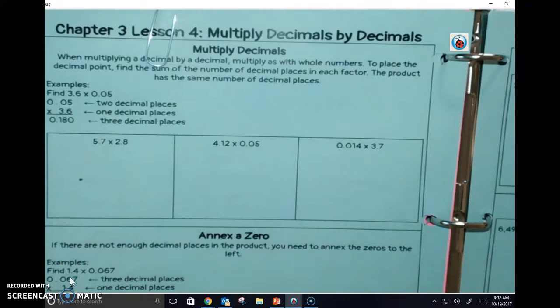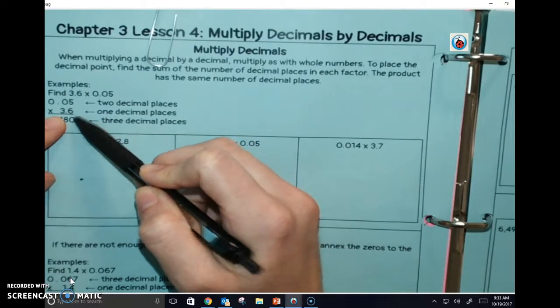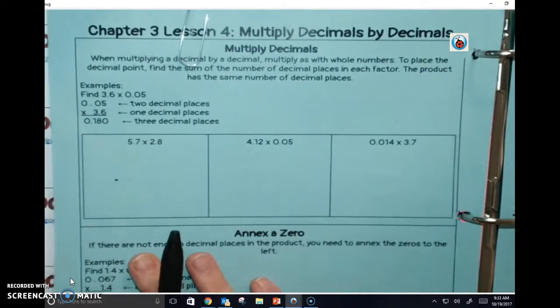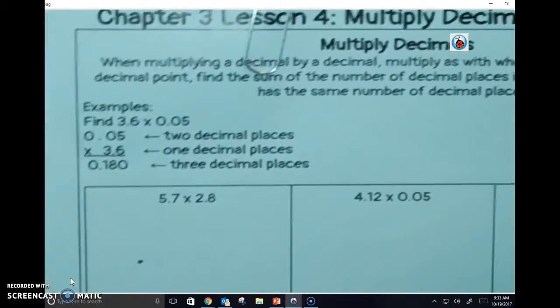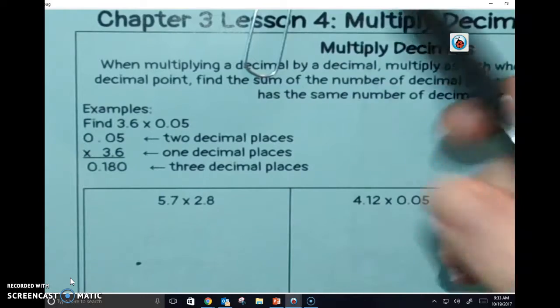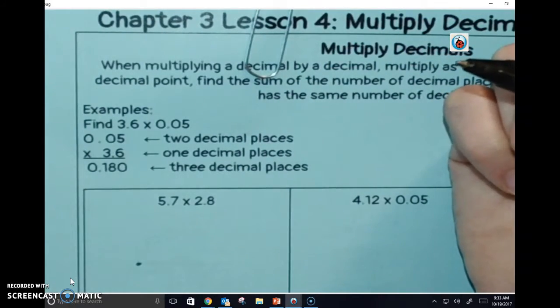In yesterday's lesson, we did whole number by decimal. Today, we're going to do decimal by decimal. So that means we're going to have a decimal on the top and a decimal on the bottom. So let's take a look at the example. I can move this over. There you go. So, it doesn't matter which way you put the numbers in the multiplication problem, correct?